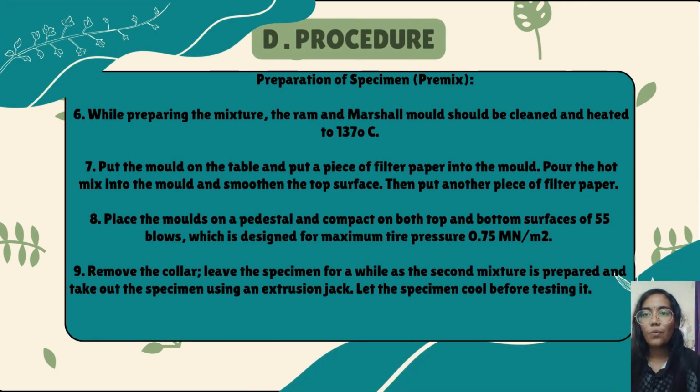Number 6, while preparing the mixture, the ram and Marshall mold should be cleaned and heated to 137 Celsius. Number 7, put the mold on the table and put a piece of filter paper into the mold. Pour the hot mix into the mold and smoothen the top surface. Then put another piece of filter paper. Number 8, place the mold on a pedestal and compact both top and bottom surfaces with 55 blows, which is designed for maximum tire pressure 0.75.